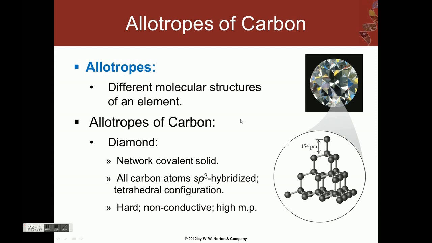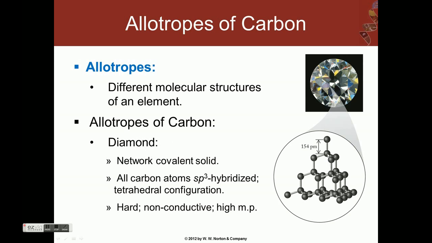So first, we're going to look at some covalent network solids. These are some examples of allotropes. Allotropes are one element, but you can assemble the atoms in different ways. They have different structures. So different structures of the same element are called allotropes. Carbon actually has several different allotropes. One of them we know is diamond. So this is a pretty cut diamond. They don't look like this when you mine them, but diamond is one of the allotropes of carbon.